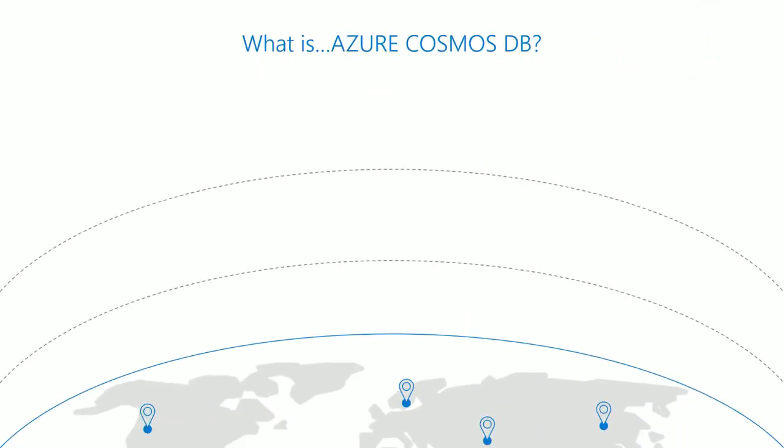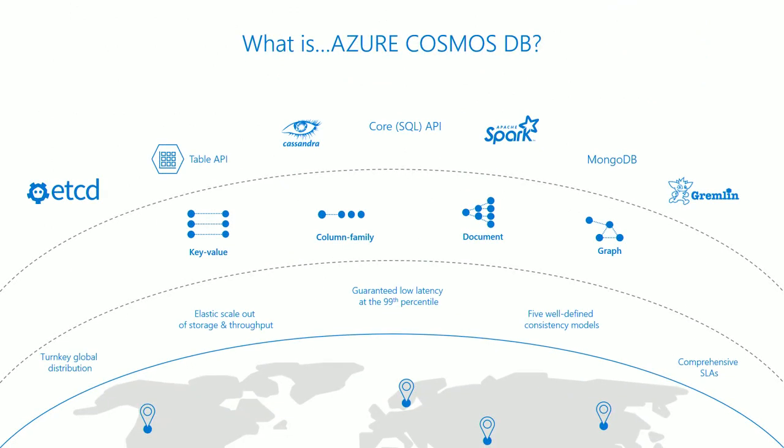As a quick level set for those who are new to Cosmos DB, let's quickly explain what Cosmos DB is, and then we'll dive in. So Cosmos DB is a database service in Azure. It is a NoSQL or non-relational database, which means that we support many different document or data models, including key value, column family, document, and graph. On top of all of these different data models, we have various APIs or interfaces you can use to access your data.